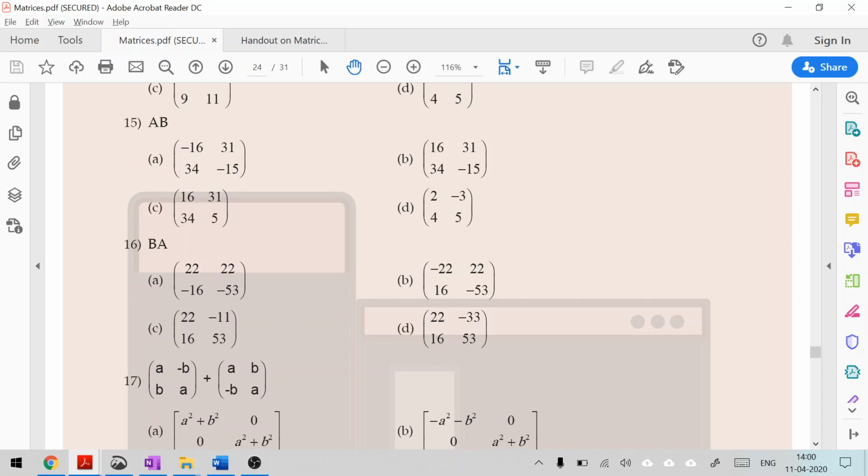15 and 16 are multiplication. I am going to do 15 and 16 when we learn multiplication. Okay.